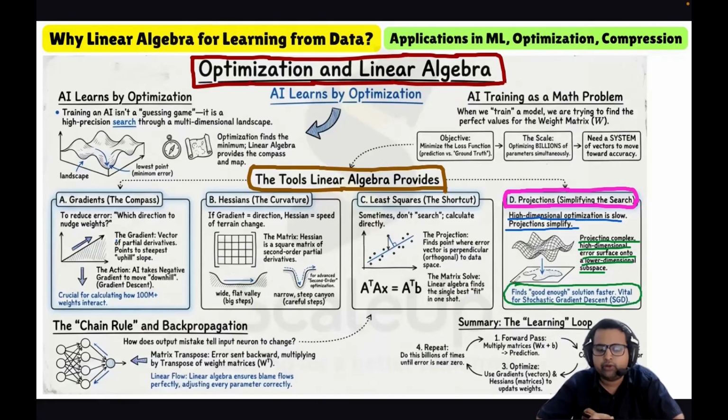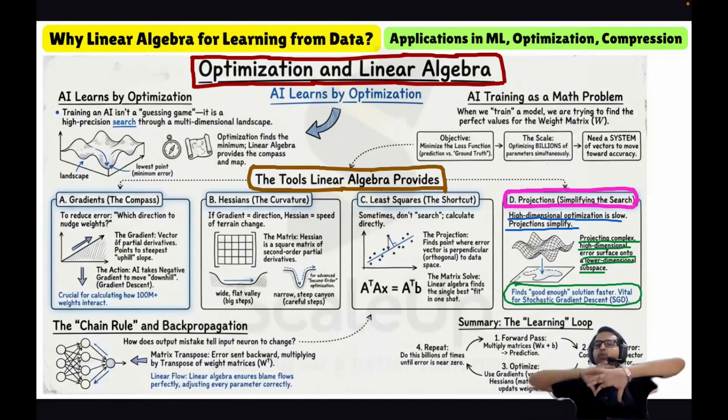And this is what we do in stochastic gradient descent. This is vital for stochastic gradient descent, which looks at small batches of data at a time. So rather than exploring the entire data set, we are just exploring small batches of data. So that is what stochastic gradient descent is.